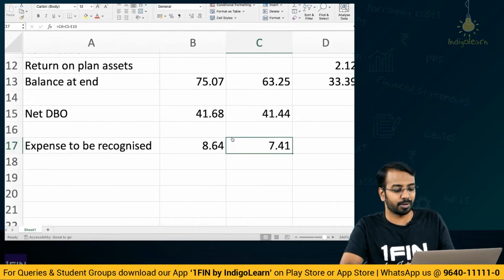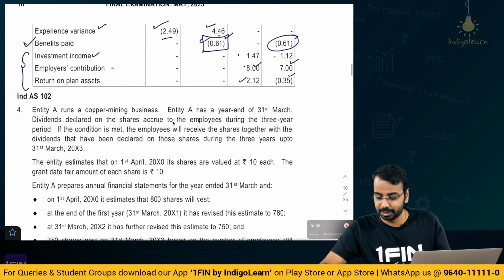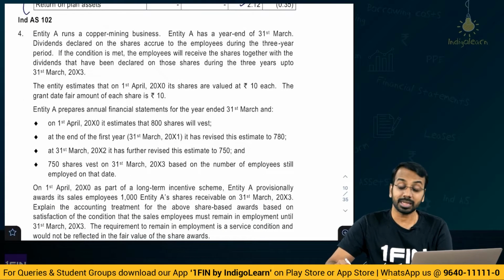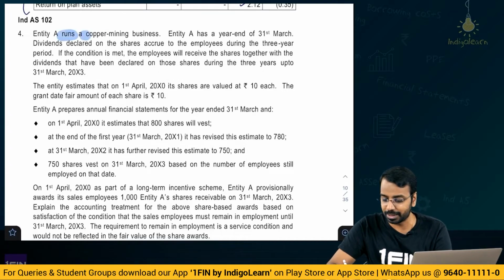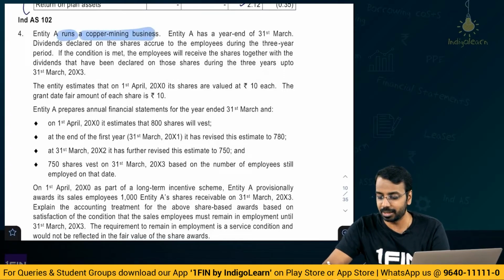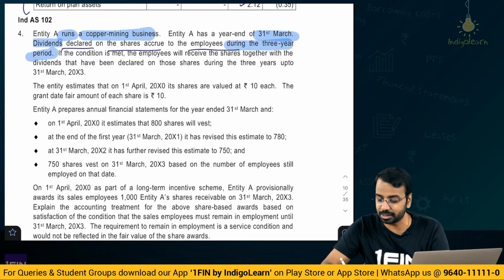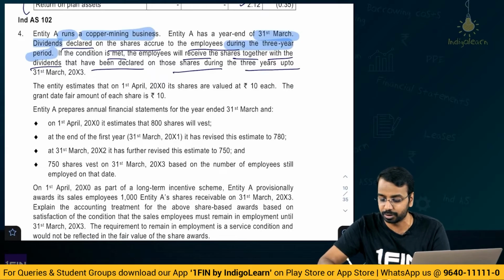So let's move to the third question. Ind AS 102, again a very important standard. Entity A runs a copper mining business. Entity A has a year end of 31st March. Dividends declared on the shares accrue to the employees during the 3-year period. Okay, so whatever is the dividend which is declared on the shares, they accrue to the employees during the 3-year period. If the condition is met, the employees will receive the shares together with the dividends that have been declared on those shares during the 3 years up to 31st of March.